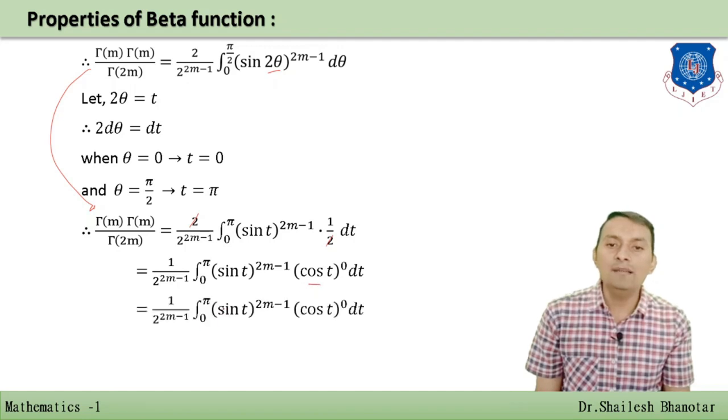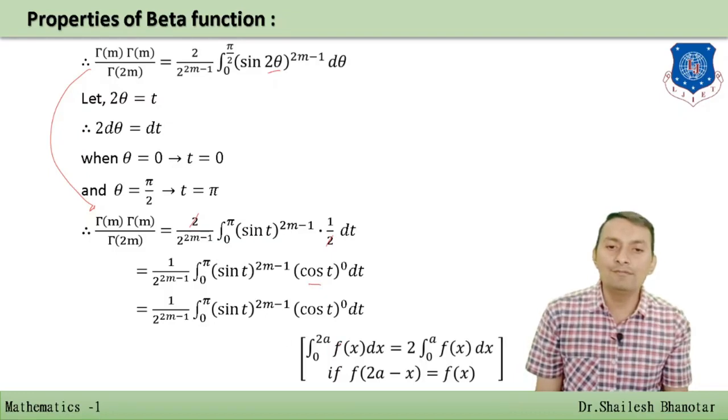Now I am just going to apply another formula that you are all familiar with: the integration from 0 to 2a of f of x dx is equal to 2 times the integration from 0 to a of f of x dx, whenever f of 2a minus x is the same as f of x. Otherwise we are not going to apply this formula. Here you can see that pi minus t is going to be the second quadrant, and the second quadrant will be the same, that means there is no change.